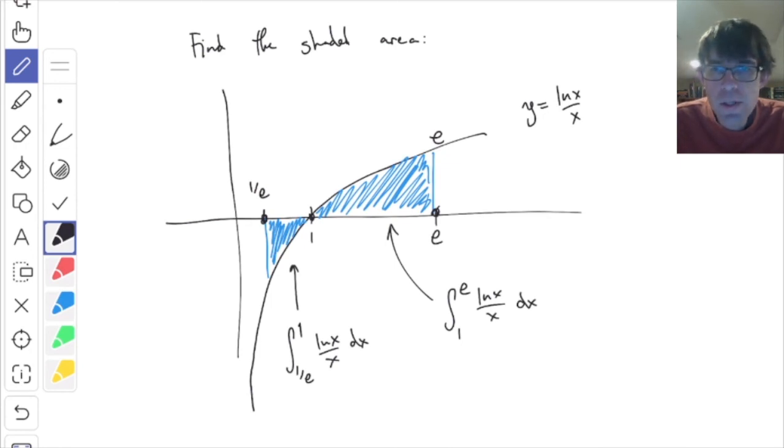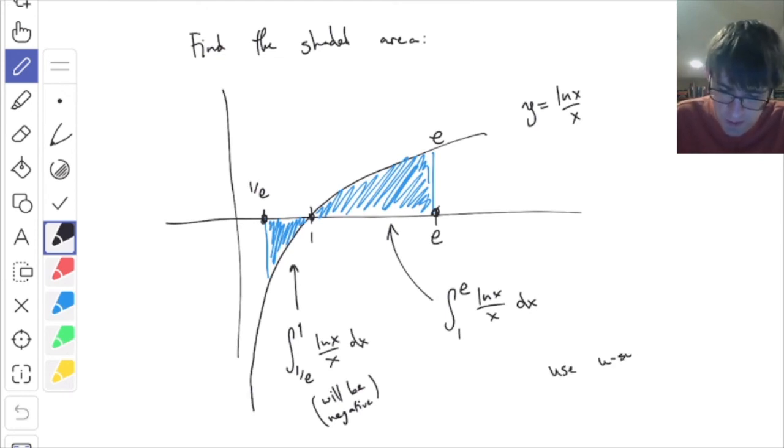And you're going to notice, if you do it correctly, that the left one will be negative, and you're going to have to make it positive and then add it onto the other one. To do each of these integrals, you're going to use the u substitution, which adds another layer of complication to this problem. Is that helpful, or do you want me to say more than that? Could we do a little bit more? A little bit more.